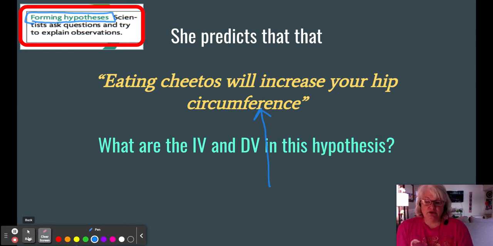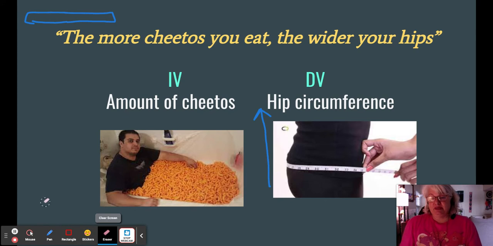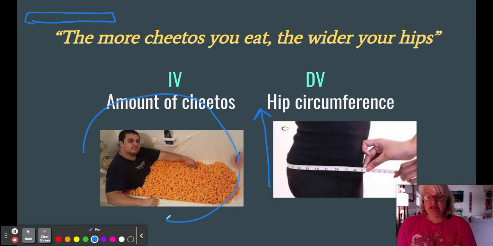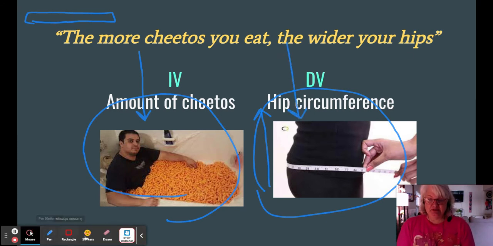All right, so here you go. If I change it to the more Cheetos you eat, the wider your hips, then the independent variable is how many Cheetos you eat. And boy, this guy looks like he's eating a lot. I don't know if he's going to eat those or if he's just bathing in it. I think that's probably one of those YouTube videos. And then my dependent variable, the one I'm measuring, which made it easy with a ruler there, is hip circumference. So for the independent variable, I'm going to change in different groups how many Cheetos are eaten. And then I'm going to measure hip circumference as my dependent variable.